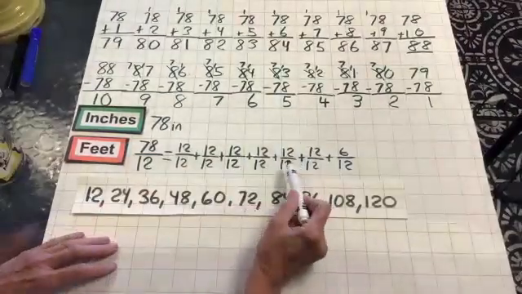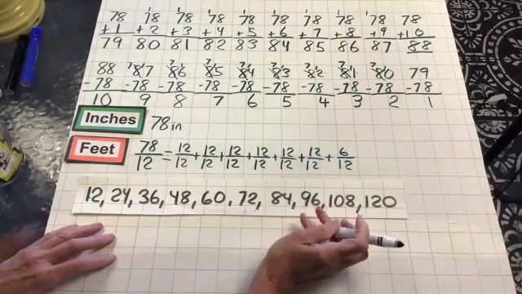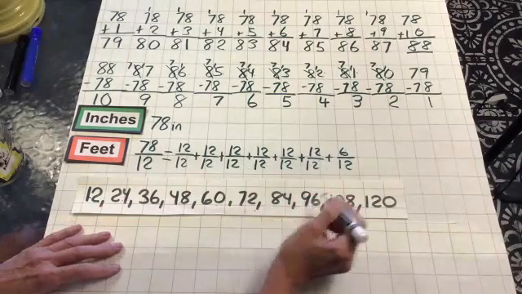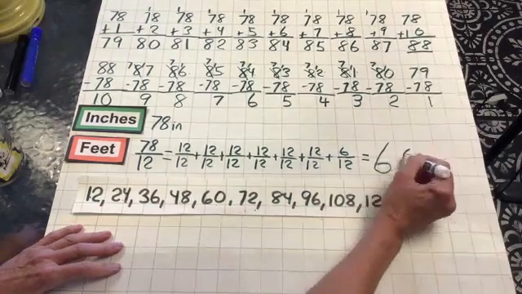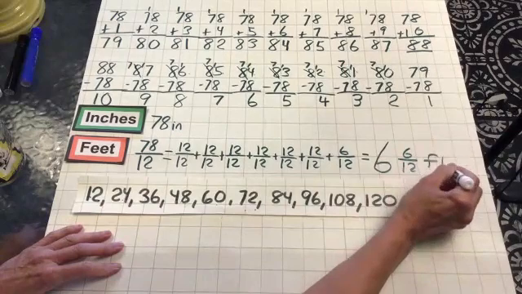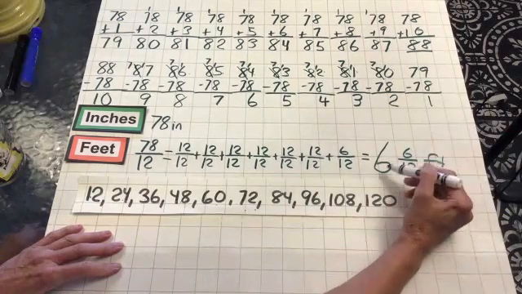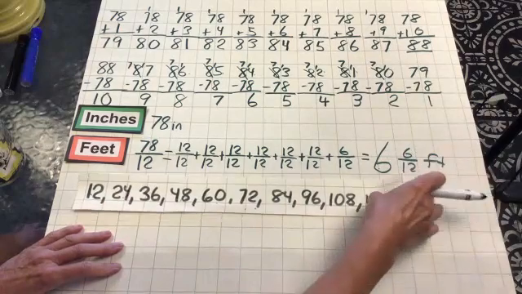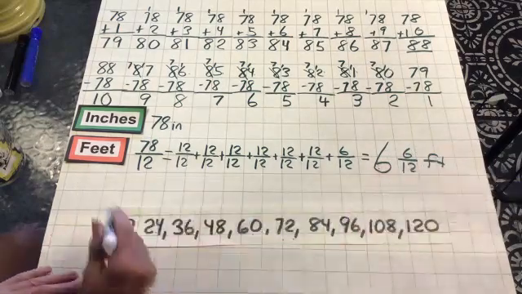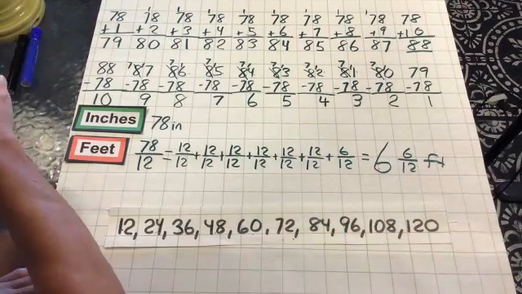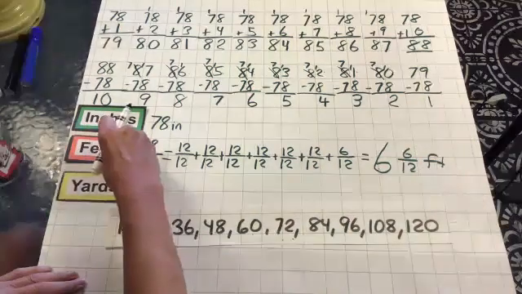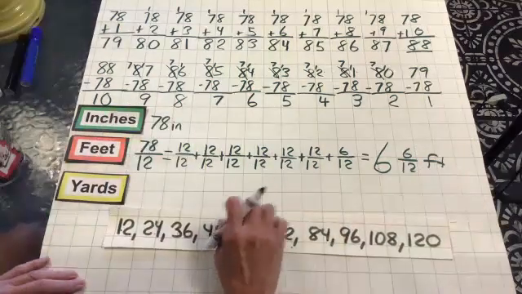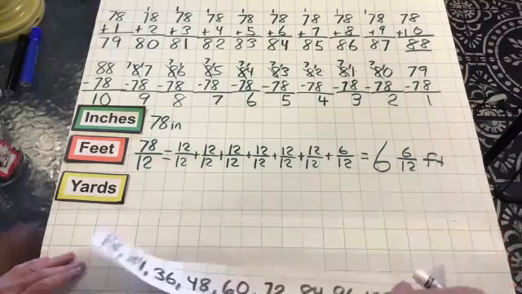48, 60, 72. That is 6 whole and 6/12 foot. So we know 6 is half of 12. So eventually you'll make this into 6.5 feet. But today we're just doing 6 and 6/12. No need to go any deeper. We want to make our number workout simple and quick, so you have practice in a very simple way.